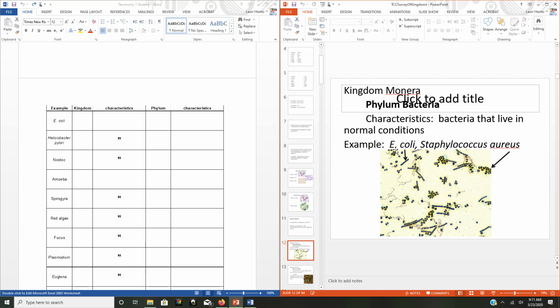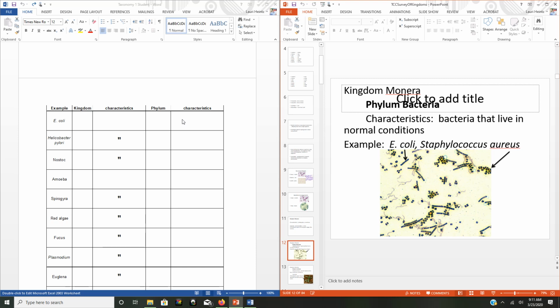We're still on E. coli. You can see that example is written right there. So next to E. coli, we've already filled in kingdom and characteristics. Next up, phylum Bacteria. There is no such phylum, but this is what they're making me tell you. So phylum Bacteria, the characteristics are going to be, these are the things that live in normal conditions. Like these are the things that live in you and on you. They float around in the air. They live in water. They live in the soil.